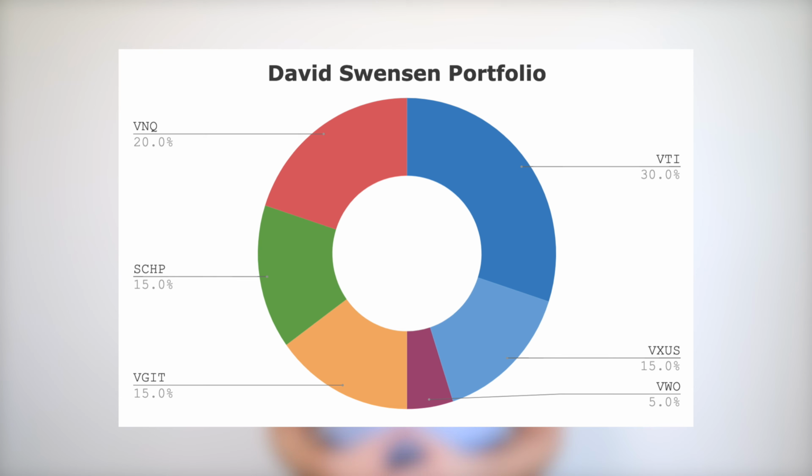Utilizing mostly low-cost Vanguard funds, we can construct the David Swensen portfolio pie with the following ETFs: VTI at 30%, VXUS at 15%, VWO at 5%, VGIT at 15%, SCHP at 15%, and VNQ at 20%.